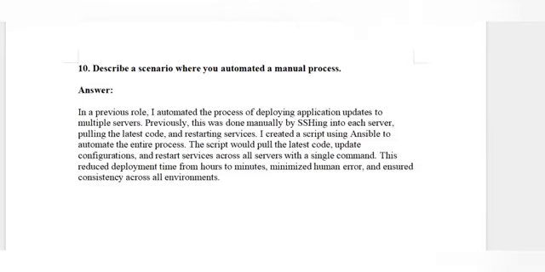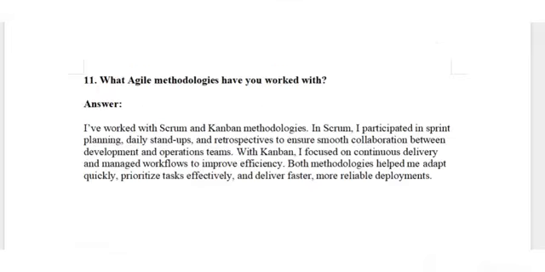The next question, describe a scenario where you automated a manual process. The answer to this is, in my previous role, I automated the process of deploying application updates to multiple servers. Previously, this was done manually by SSHing into each server, pulling the latest code and restarting services. I created a script using Ansible to automate the entire process. The script would pull the latest code, update configurations, and restart services across all servers with a single command. This reduced deployment time from hours to minutes, minimized human errors, and ensured consistency across all environments.